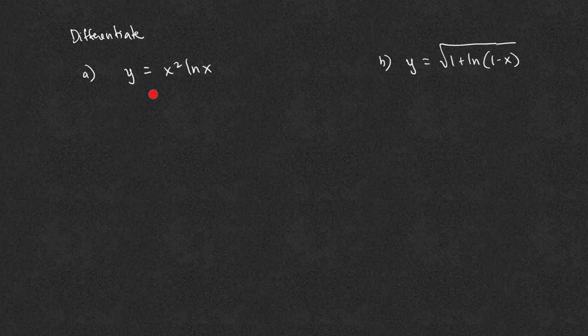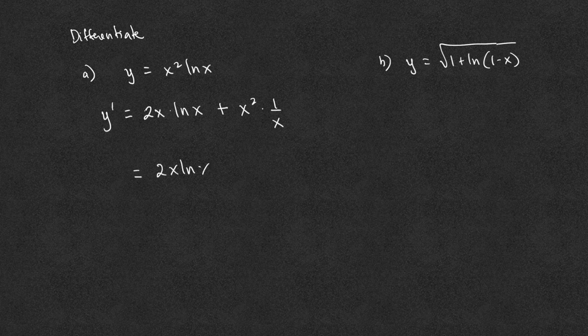Differentiate y equals x squared times ln of x. This is the product, so we will use the product rule. Y prime equals, we differentiate the first factor, the derivative of x squared is 2x, and then multiply the second factor, plus we keep the first factor x squared and multiply the derivative of ln of x, which is 1 over x, and then we simplify.